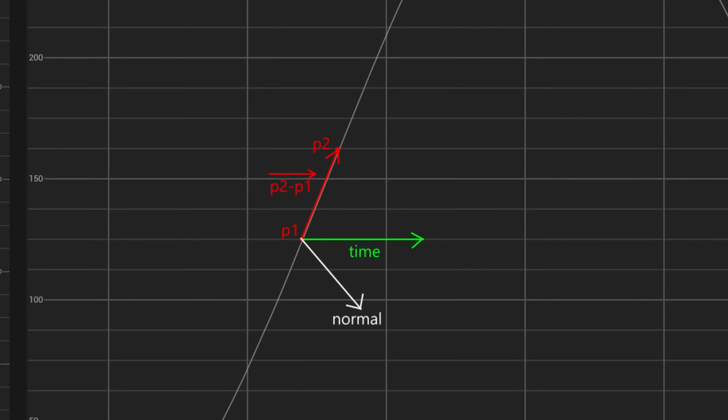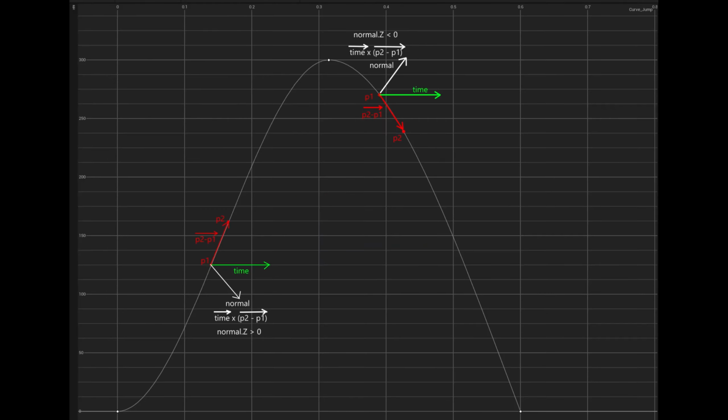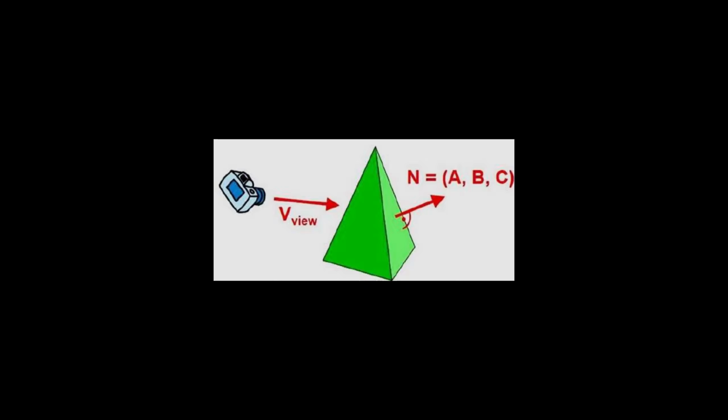If we take any 2 points on the curve, let's call them P1 and P2, then P2 minus P1 would be a vector starting at P1 and going towards P2. And if we do a cross product between the time axis and this vector, we get a normal vector. The interesting thing is that if both of our points are on the rising side of the curve, then the normals will be pointing towards the screen. And if they are on the falling side of the curve, the normals will be pointing away from the screen. This is how game engines detect back face during rendering. If the normal is pointing towards the camera, it's the front face, and if it isn't, then it's the back face.